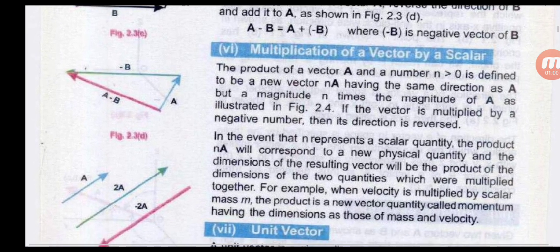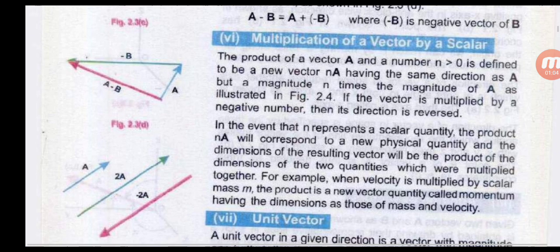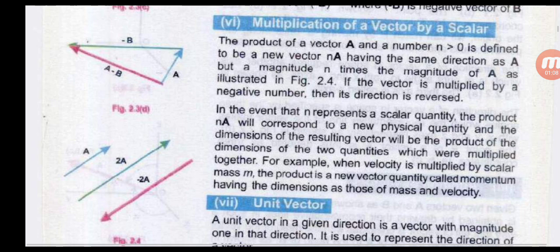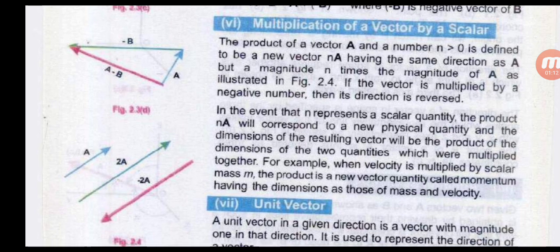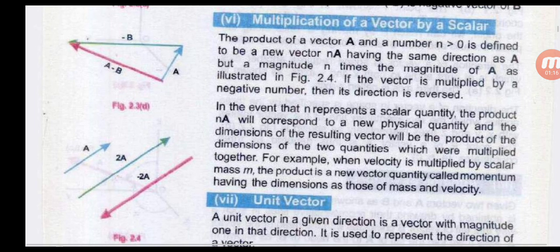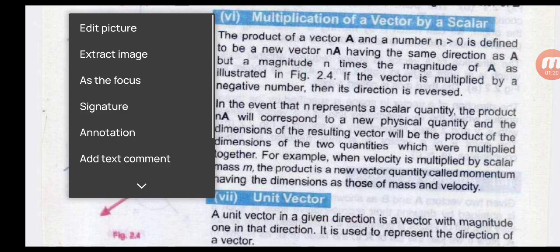Number 6. Multiplication of a vector by a scalar. The product of a vector a and a number n greater than 0 is defined to be a new vector n a having the same direction as a, but a magnitude n times the magnitude of a, as illustrated. If the vector is multiplied by a negative number, then its direction is reversed.